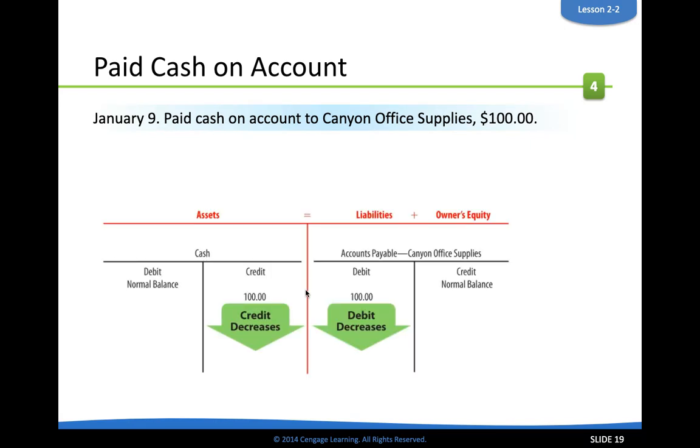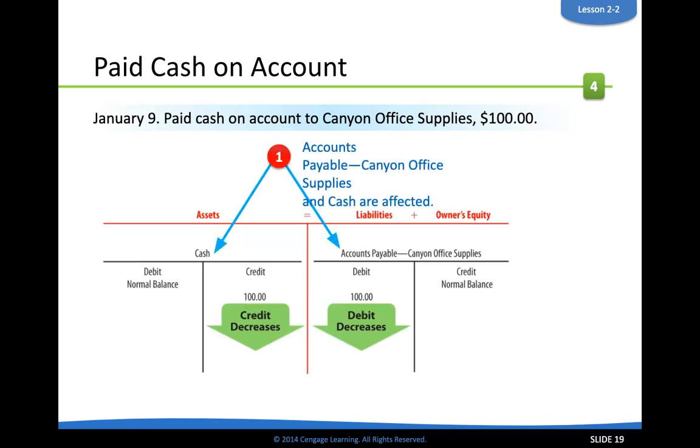Paid cash on account. What accounts are affected? Our cash account is affected, and our accounts payable to Canyon Office Supplies are affected. So remember in the last transaction, Delgado Web Services received supplies on account. Now they're paying $100 of that balance. Remember, they owed them $220, but they're just going to pay off $100 of that right now. So what accounts are affected? We have cash and accounts payable. When they're paying cash that was on account to Canyon Office Supplies, they're paying down that liability.